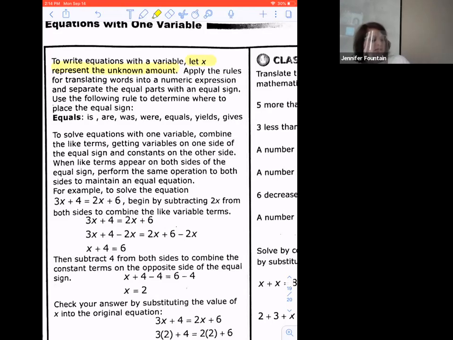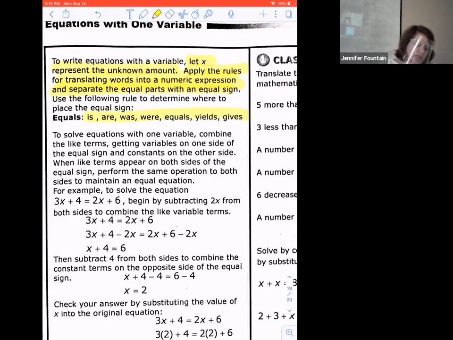Apply the rules for translating words into a numeric expression and separate the equal parts with an equal sign, okay? So that's what's going to be different here, is that we're going to have that equal sign. Now it says use the following rule to determine where to place the equal sign. So all of the words listed right here mean equals. So if it says something is something, that means equals. If it says is, are, was, were, equals, yields, or gives, those are all going to give me a signal that that's going to be an equal sign.